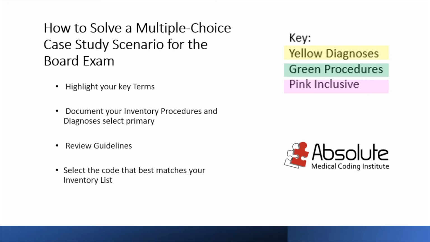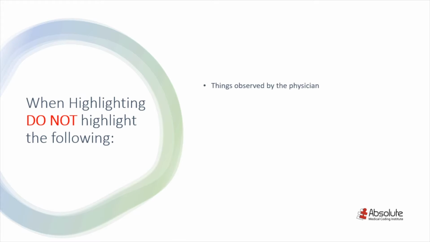All right. So here are some do nots. When you're highlighting, you can kind of get discombobulated. So we've compiled some things that you don't even have to highlight. Number one, don't highlight things observed by the physician because you cannot code for them. Number two, don't highlight closures. If a provider or surgeon is closing up a surgical site, there's no need to highlight it. However, if it involves a skin procedure or skin defect closure, you may definitely have to code that.